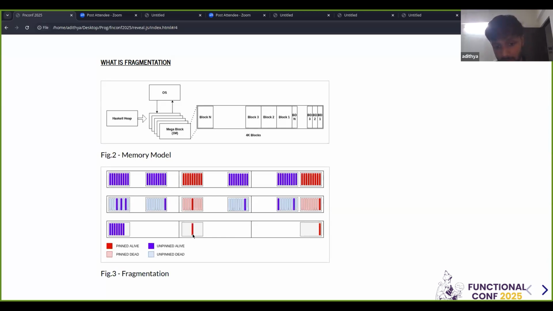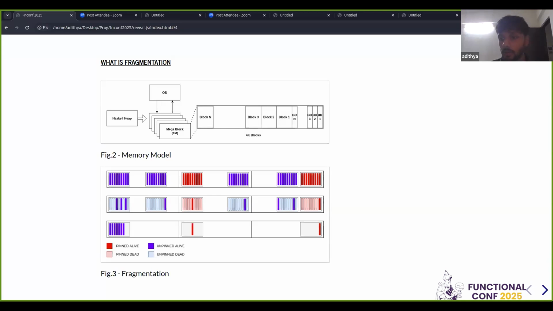Because of this one pinned closure, this entire 4K block is held up, and none of the data in this entire 4K block is alive except this guy, and none of this data can be reused, right? And similarly with this guy, because of this one pinned closure, this entire 4K block is held up, right? Now this entire 4K block can't be used. All of this is dead memory. So this is the pinned 4K fragmentation. This is what we are calling the pinned 4K fragmentation.